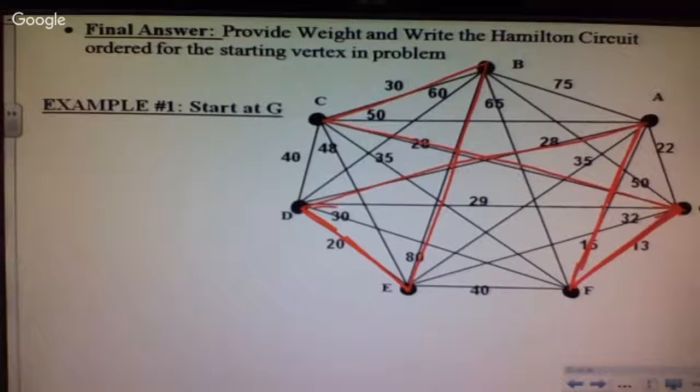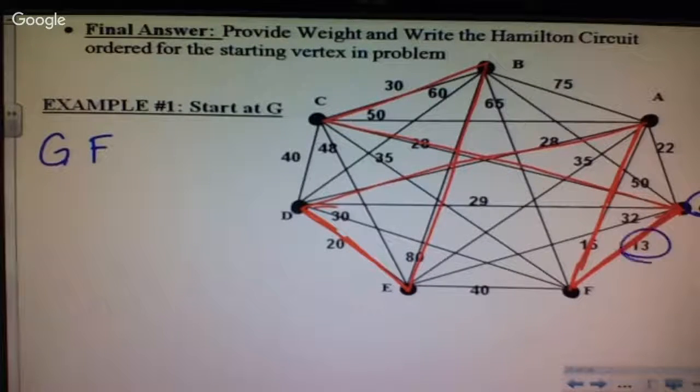Okay, so now it says we want to start at G. So G is going to be my starting point. This is what's gonna kill me. Okay, so you can take this one of 2 ways. You can go from G to C or G to F. Which way do you want to go? G to F. Okay, so he says G to F.